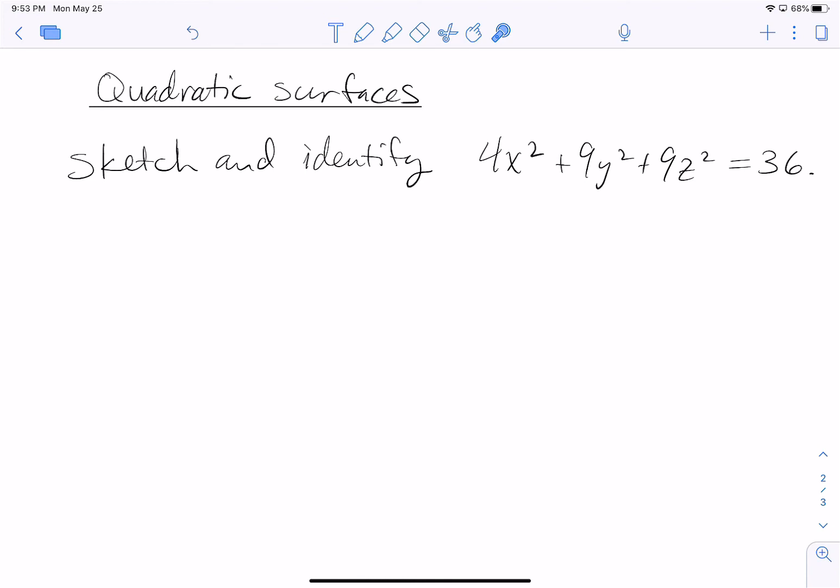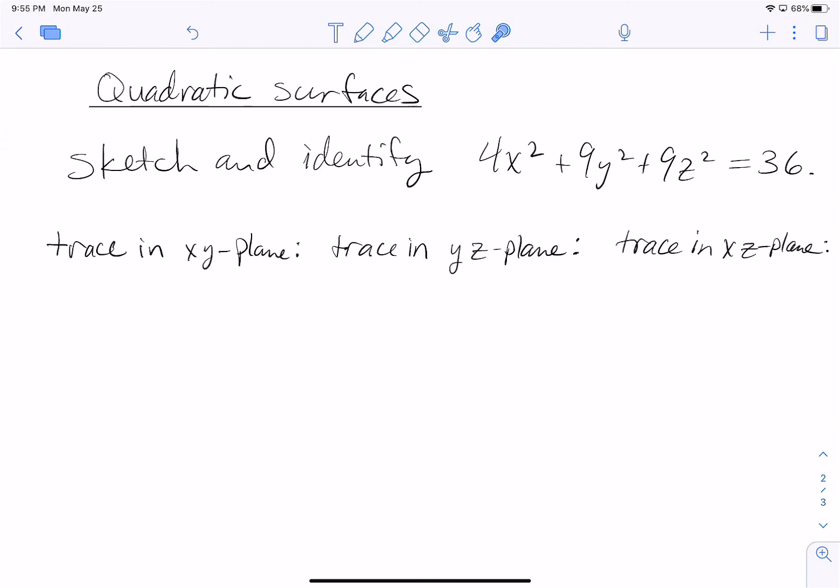As you might guess, equations related to quadratic surfaces have quadratic terms. In this case, we're going to sketch and identify 4x squared plus 9y squared plus 9z squared is equal to 36. We're going to do it by considering traces in the three coordinate planes: the trace in the xy plane, the trace in the yz plane, and the trace in the xz plane. We're going to do these separately though.